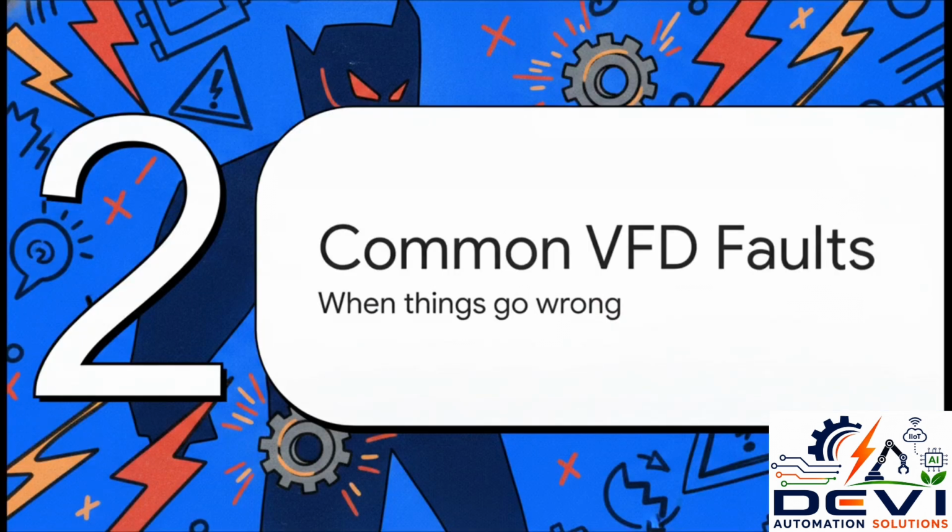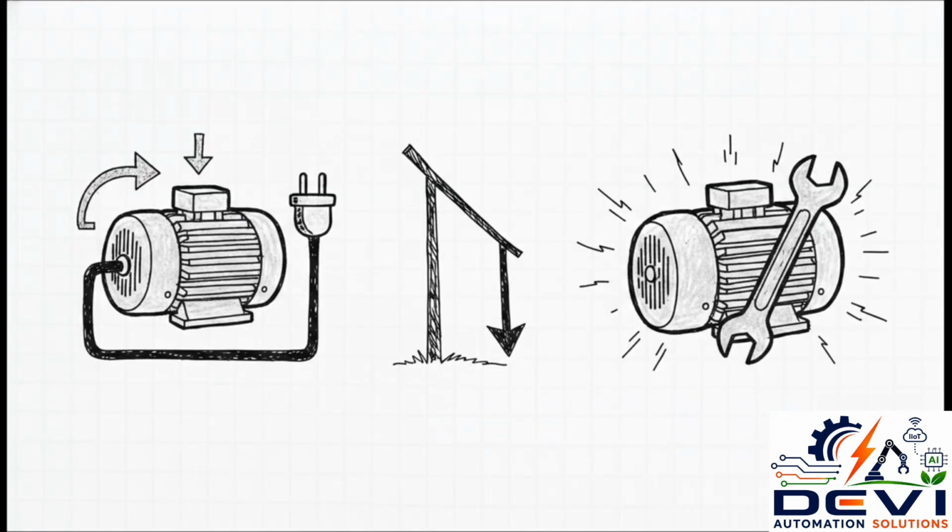Section 2. Common VFD faults. To keep from getting totally overwhelmed, we can group these faults logically. First up, voltage and current faults. You'll see overvoltage, which often happens if a heavy motor decelerates too fast and sends power back, undervoltage, overcurrent, or an output short circuit. Basically, these fault codes are just the VFD throwing its hands up and trying to protect its own internal circuitry from getting fried.